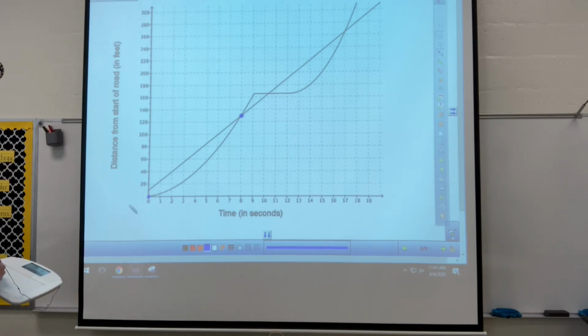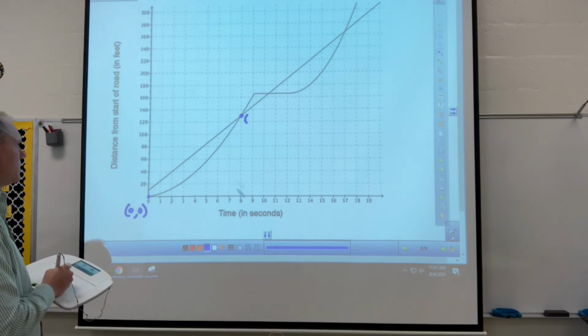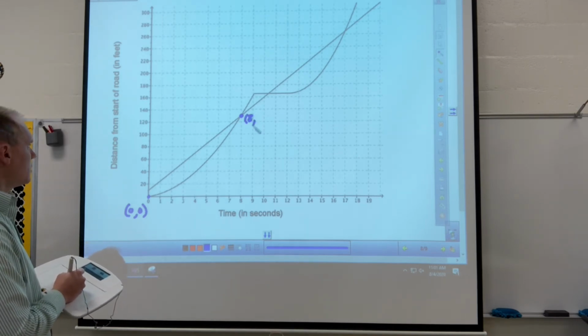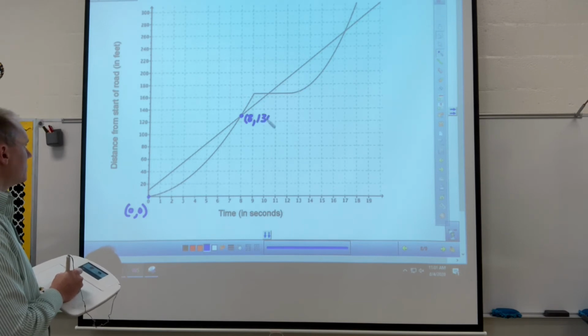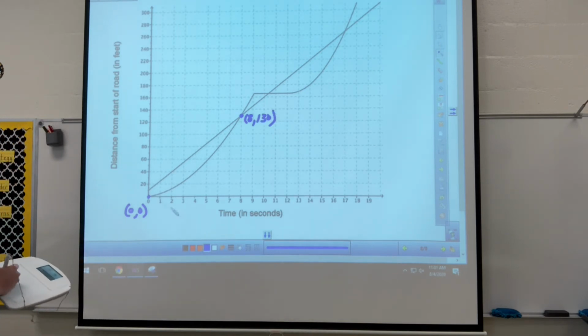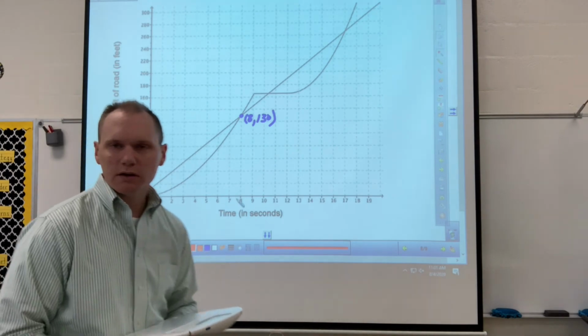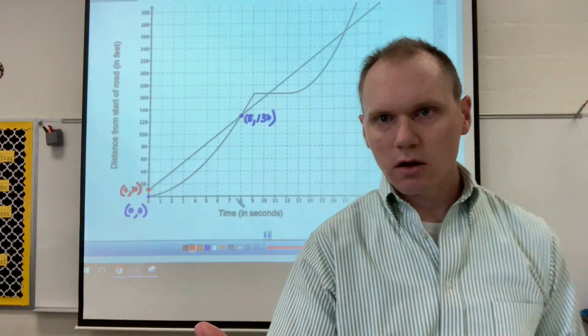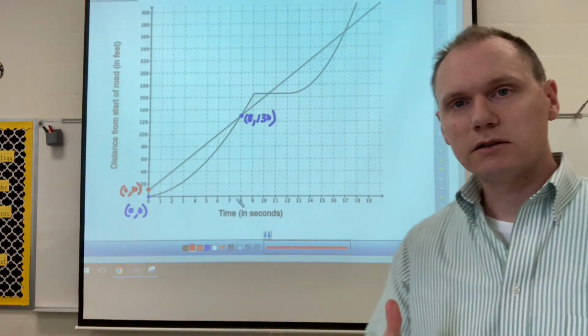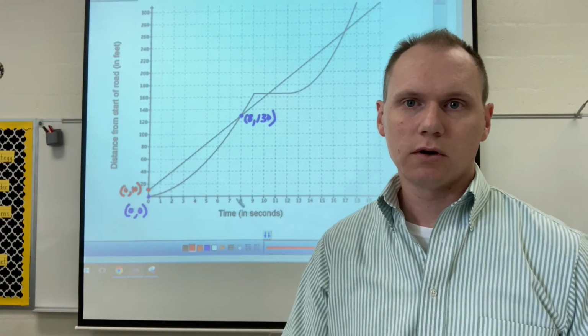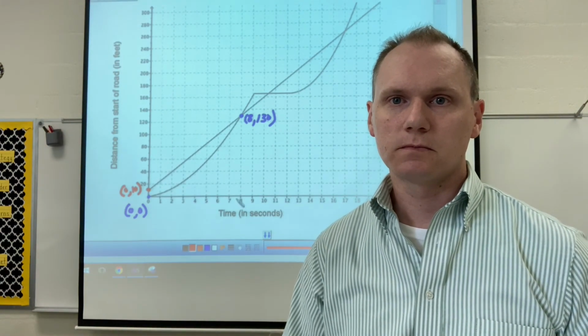So 0 is going to be 0 feet at 0 seconds. And then here it's 8, comma, we'll say 130. And I want you to compare it to the bike. So the bike here has a little head start. At 0 seconds, it's at 10 feet, and it goes to the same point there. So I want you to calculate the average rate of change of the truck from 0 to 8 seconds and the average rate of change of the bike from 0 to 8 seconds and see what you get.